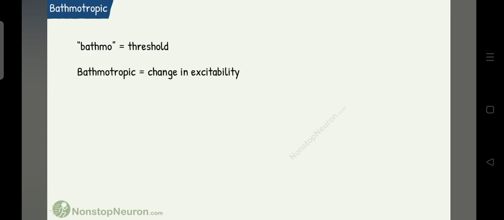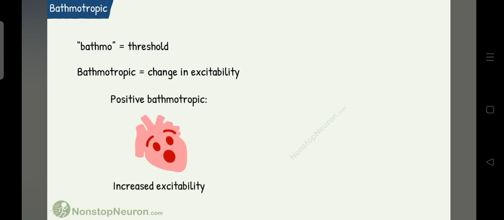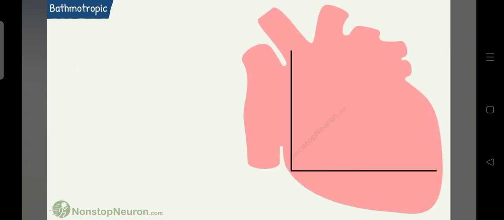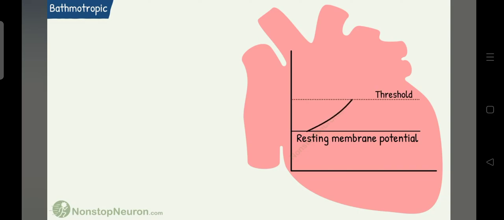Now the final one, bathmotropic actions. Bathmo means threshold. Here it's the threshold for action potential that we are talking about. This bathmotropic action means changes in the excitability of cardiac muscles. Positive bathmotropic means increase in excitability, and negative bathmotropic means decreased excitability. Now, the excitability depends on the resting membrane potential. The closer it is to the threshold, the easier it is to reach it and get excited.